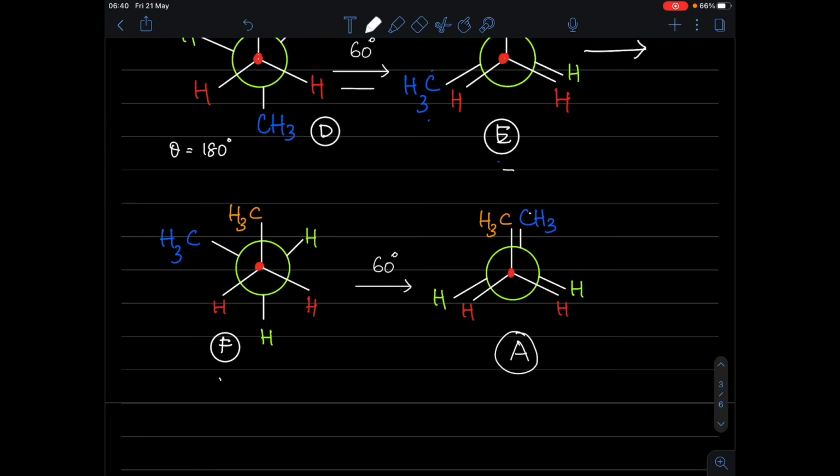Again, the angle between the two methyl groups is 60 degrees, and this is again a gauche conformation. This is also a staggered conformation. Rotating through another 60 degrees, we get the original structure. We have made a complete 360 degree rotation.